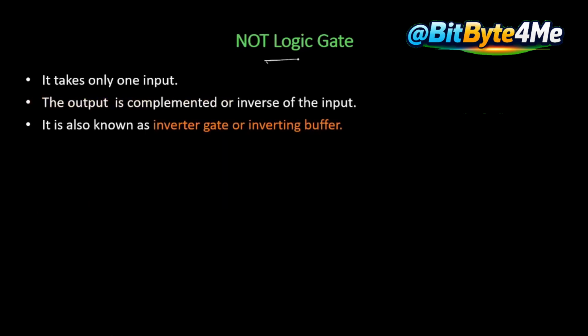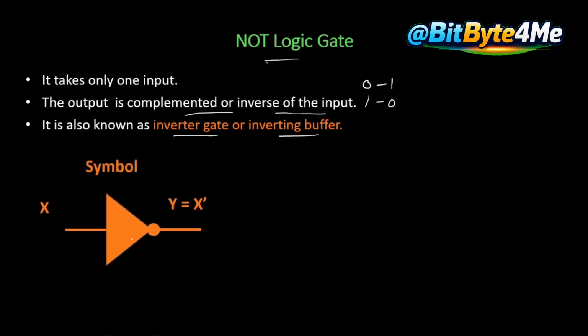Second is the NOT gate. It takes one input just like the buffer gate, but the output is complemented, or you can say the inverse of the input. It complements it, meaning it makes 0 to 1 or 1 to 0. It is also called the inverter gate or inverting buffer. So we use these names, and its symbol is like this. We have this dot in front of the buffer gate. If the input is X, the output will be X dash, or X bar. You can also draw it like this. So this is the symbol for it.